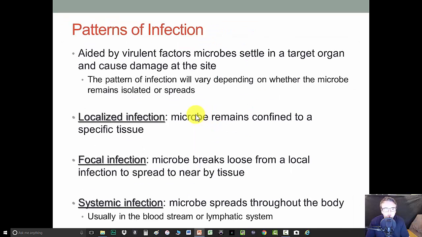Some other terms here relate to the way microbes can potentially spread throughout the body. So we talked about virulence factors. We talked about the fact that microbes can release enzymes that will break down body tissue. And this can, in some cases, allow them to move throughout the body. Now, in some cases, they won't do any of that. They stay localized. And a localized infection is what it sounds like, one where they stay in one area.